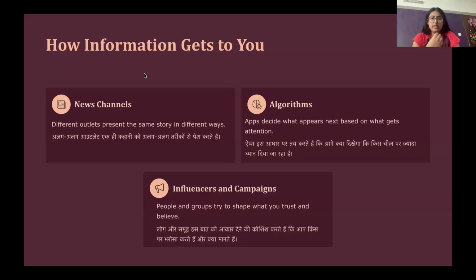Yeah. And another one is algorithms. So apps like Instagram and Facebook monitor what you like to watch and they show you more of that. So it's less balanced and it's more of a particular view that they've noticed that you like the most.